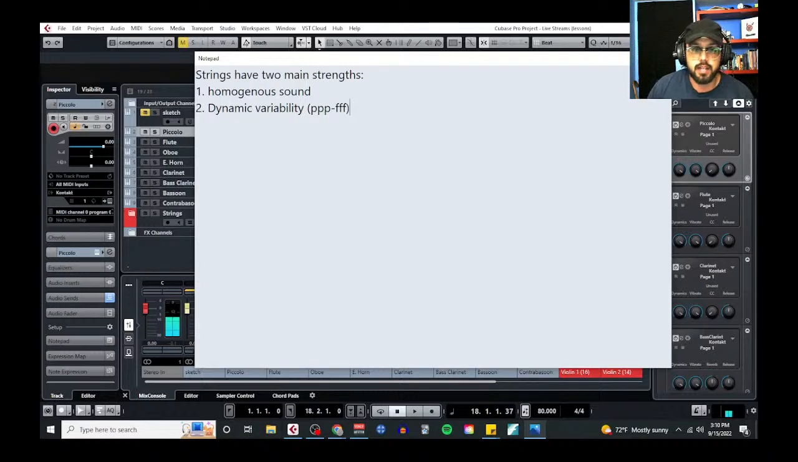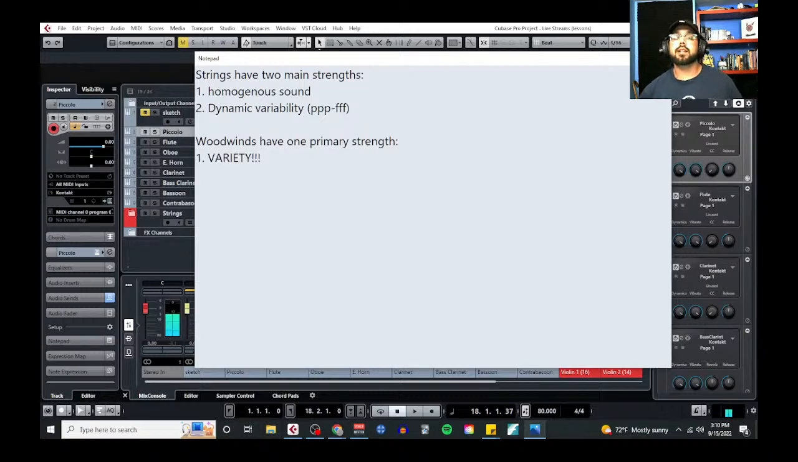Now, why I'm bringing this up is because these two strengths do not exist in the woodwinds. The woodwinds have one primary strength, and this all comes down to variety.